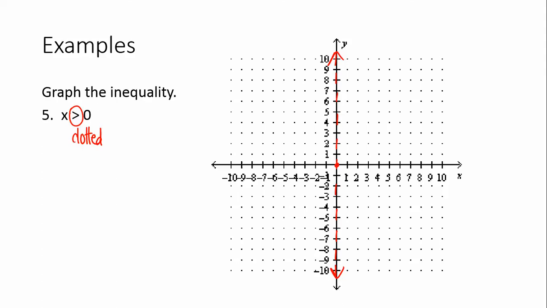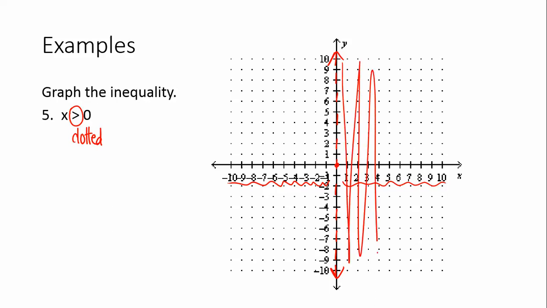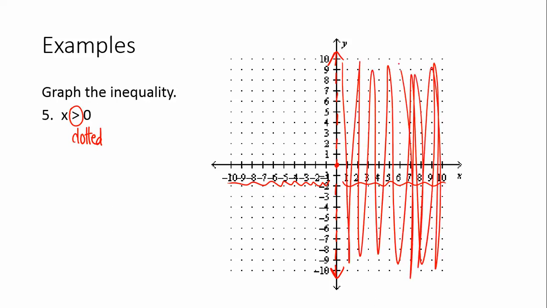But now we want to do some shading. And you can look at these a couple of different ways. This inequality says all of the x values that are greater than 0. Well, all you have to do here is look at your x-axis. We have the values on the right of the inequality graphed and the values on the left. Which ones are positive? Which ones are greater than 0? Well, all the ones on the right. So that means we would shade everywhere here.